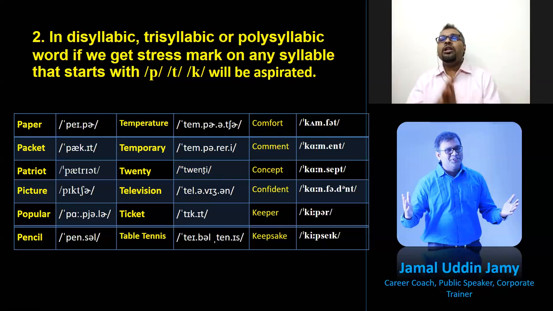So the rule is: in disyllabic, trisyllabic, and polysyllabic words, if you get a stress mark on any syllable that starts with p, t, or k, it will be aspirated. If these syllables are stressed, they will be aspirated. If these syllables are not stressed, they will not be aspirated. So you need to know stress. I would recommend you go back to my stress class, watch the video, and come back again.